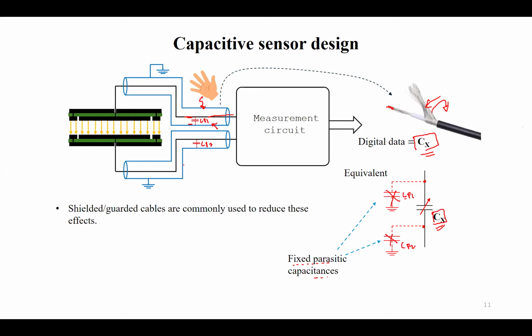Okay, so we have the shields and all, but the shield will create a parasitic capacitance. So if the measurement circuit is efficient enough to overcome the values of this capacitance, we'll get a very accurate design, right? So this is a capacitive sensor design which we need to keep in mind.